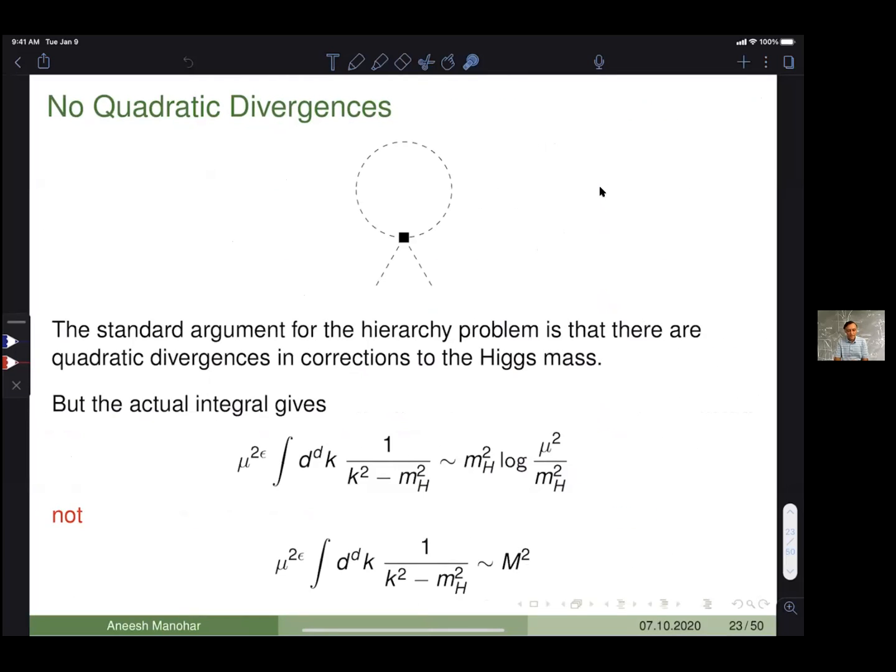Another thing that always bothers me is people keep talking about quadratic divergences by drawing graphs like this and arguing that these graphs are of order the cutoff squared, and this is responsible for the hierarchy problem. If you actually do the integral, you find that there's no contribution of order cutoff squared in dimensional regularization. This graph is proportional to the Higgs mass squared, and there's no big scale coming in.